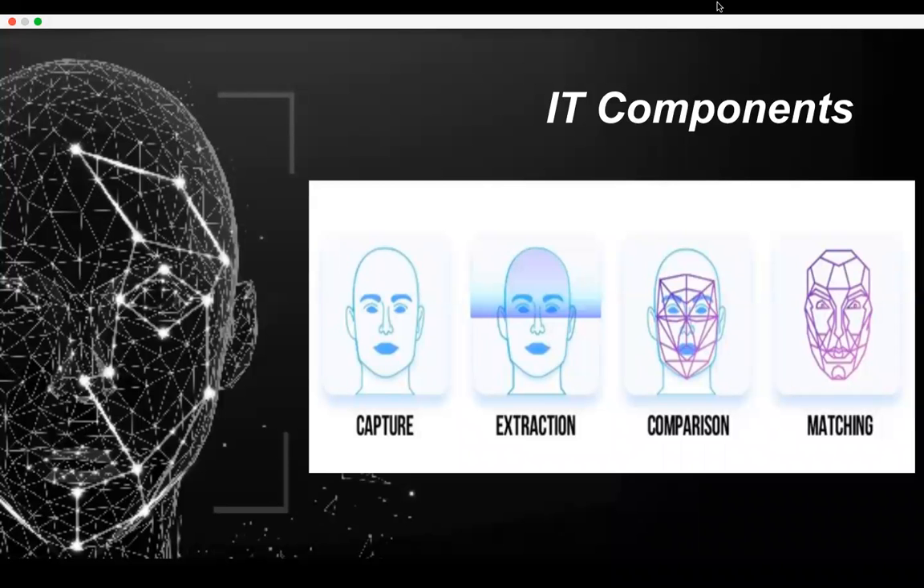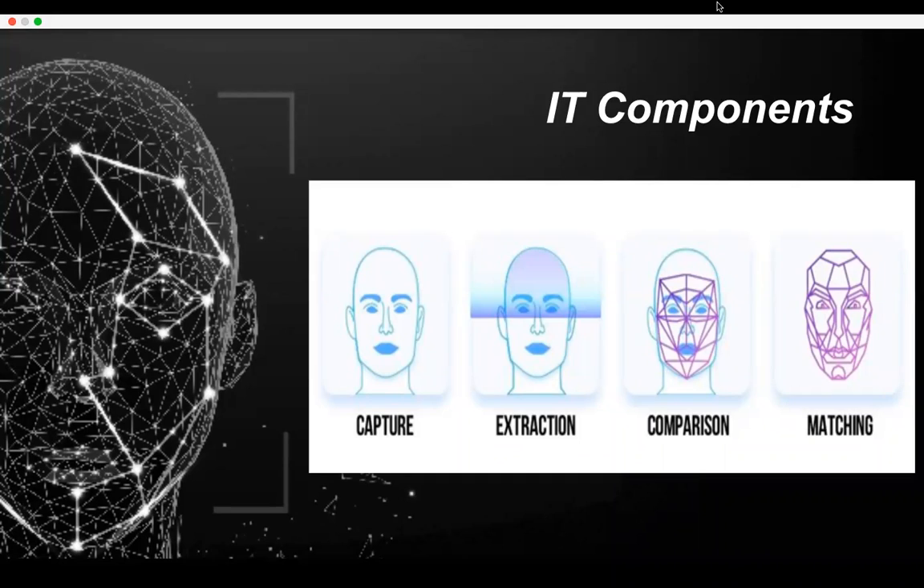Next, we're going to talk about the IT components. So how does facial recognition actually work? There are 4 main parts involved. As you can see on the screen, the first part is capturing a picture. The next one is the extraction, then comparison, and lastly, matching.